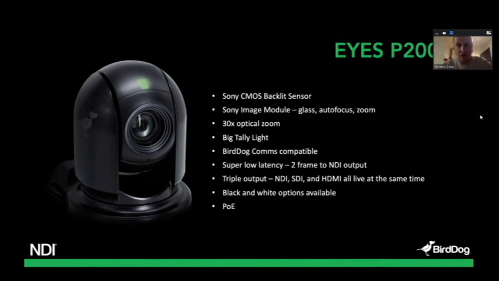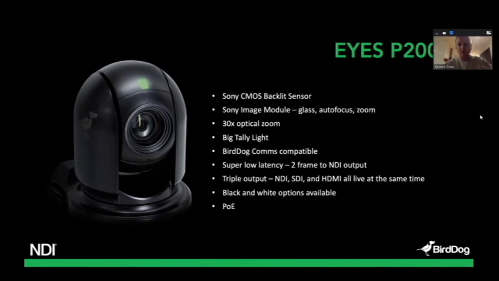This camera has a Sony CMOS backlit sensor. It's got a full Sony image module with the glass. That's the glass, the autofocus, and the zoom mechanism. And what's really important about those 2 things as a combination is when you talk about cameras, there's sort of 3 things that define the picture quality. One is the sensor. One is the image module, which is basically what the sensor talks to. So if the image module is not very good, it's giving rubbish information to the sensor. So it doesn't matter how good the sensor is. If it's getting rubbish information, it's only so much it can do. And then the third thing is the compression that it uses.